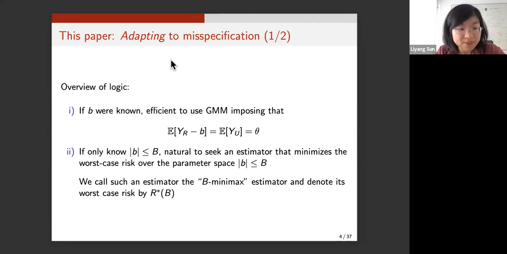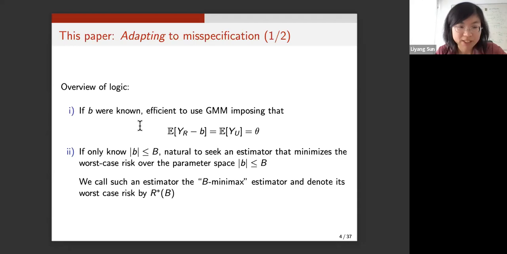So let's consider how we might perform estimation for the target parameter theta as we get less and less certain about the actual bias in the restricted estimator YR. In the first scenario, suppose we're very certain what the bias is. Then, if we focus on the mean squared error, we can just use the GMM that imposes the restriction that the recentered YR should estimate the same target parameter as the robust estimator YU and combine them into a single GMM estimator that's the most efficient one.